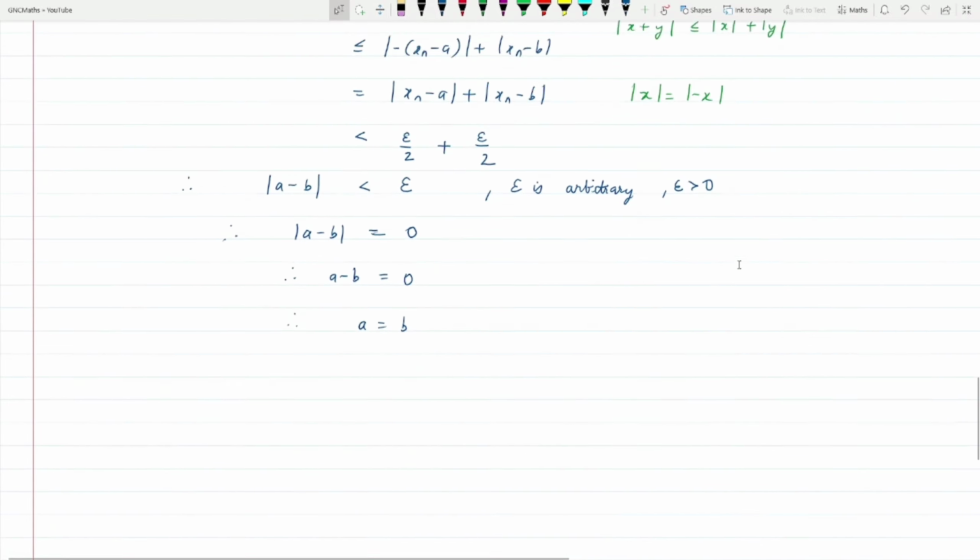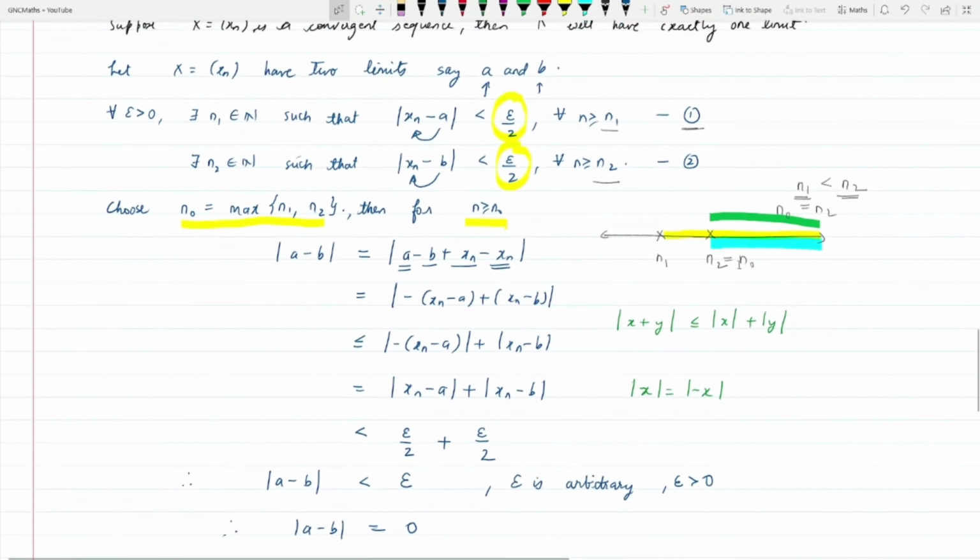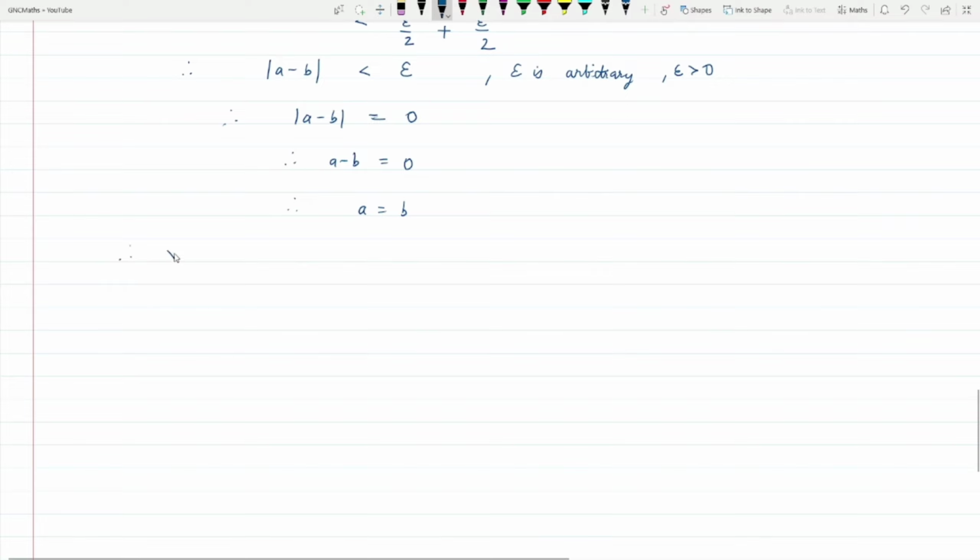In the beginning we stated that the sequence has two limits, but towards the end of the proof we have got that the limits are going to be the same, and thus we can conclude that a sequence x, if convergent, can have exactly one limit.